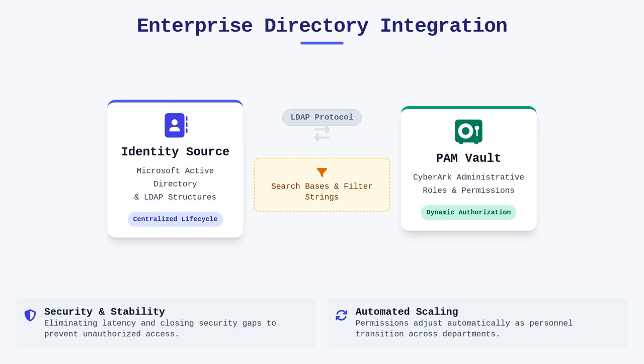This integration relies on the lightweight directory access protocol to bridge your existing infrastructure with the Vault's proprietary security model. When you map these external structures to CyberArk administrative roles and access permissions, you create a dynamic ecosystem where authorization adjusts automatically as personnel transition across departments. The challenge lies in ensuring that this mapping remains consistent without creating excessive latency or security gaps that could be exploited by unauthorized entities. Achieving this requires a precise configuration of the search bases and the specific filter strings that define which users are authorized to interact with the Vault's administrative interface.